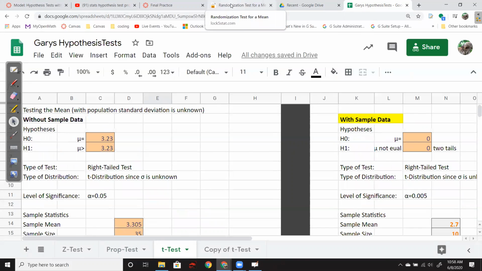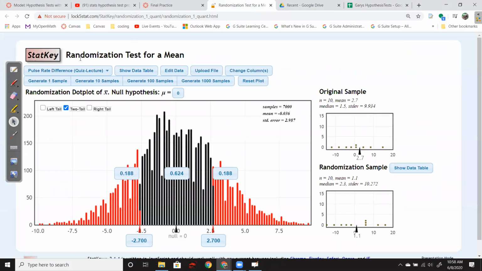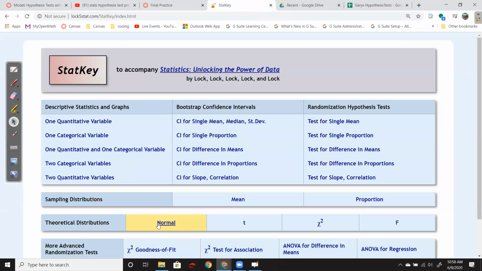And often if you're not sure how to draw the picture to go with the spreadsheet here, StatKey is not a bad place to go to draw pictures to go with that. And if it's a z-test, you're drawing a normal. If it's a t-test, you're drawing a t, and you just need to give it the correct information to draw that. So let's pick one of these and do it.